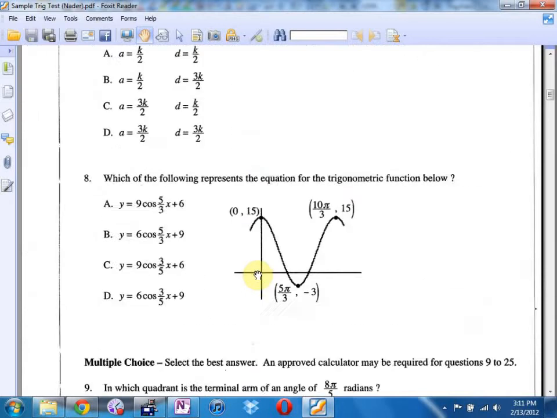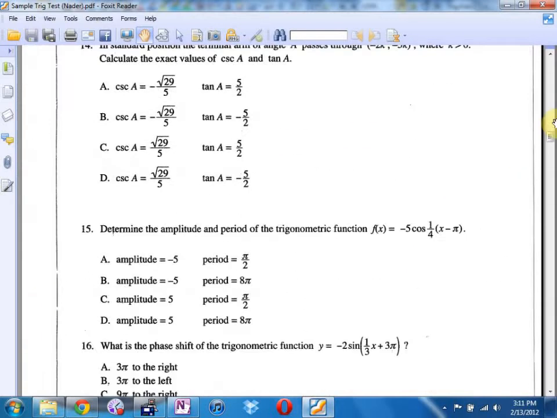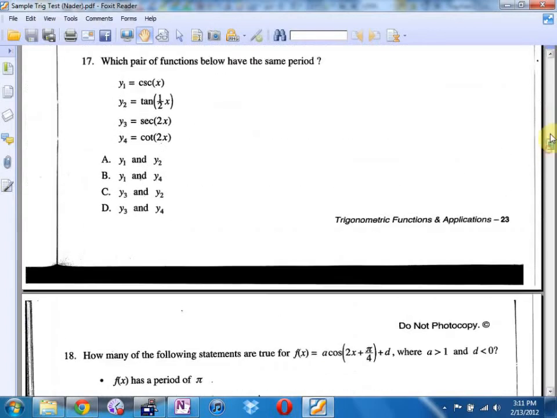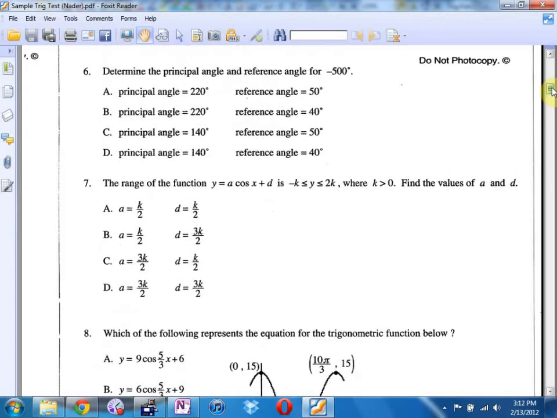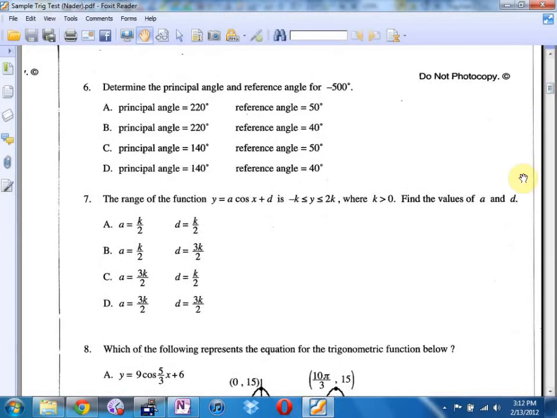Any on number 6 or 7? Or 8 or 9? Try that again. Any on 6 or 7 or 8 or 9 that you want me to go over? So you'll absolutely see number 6, except it's going to be radians. Okay? I'll ask you to find a reference angle or a principal angle or both or a coterminal angle. It's going to be radians, though. Range. Yeah, here's a nice algebraic one.